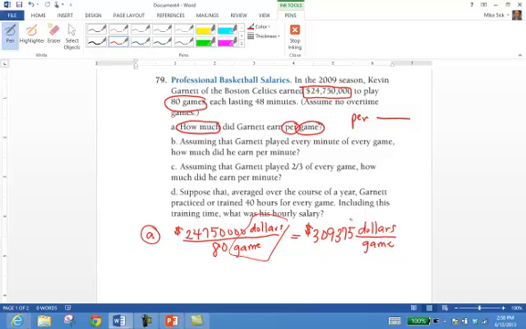So Kevin Garnett earned $309,375 per game. So if he got beaten up a little bit, hey, he's got the money to pay for it. So I don't feel sorry. Great athlete, by the way.